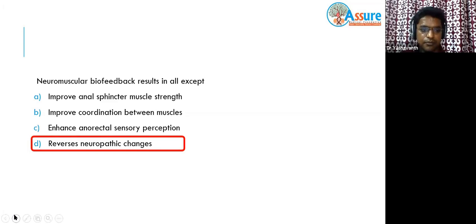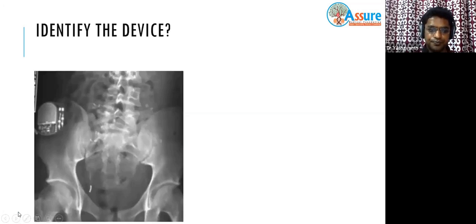So the answer: neuromuscular biofeedback will help to improve the anal sphincter muscle strength, improve the coordination between the muscles, enhance the anorectal sensory perception, but it does not reverse neuropathic changes. It's often a contraindication. So can you identify the device?